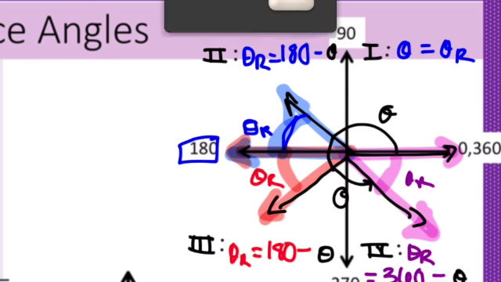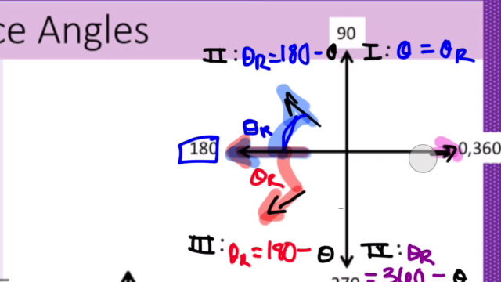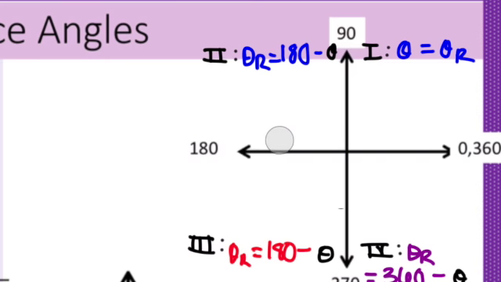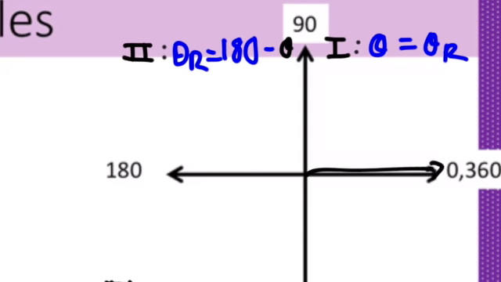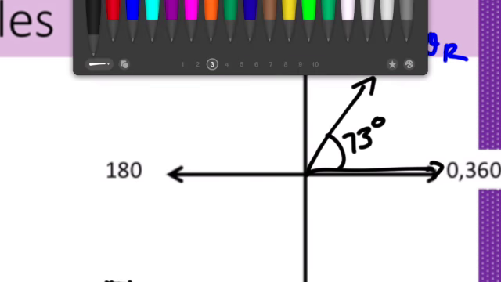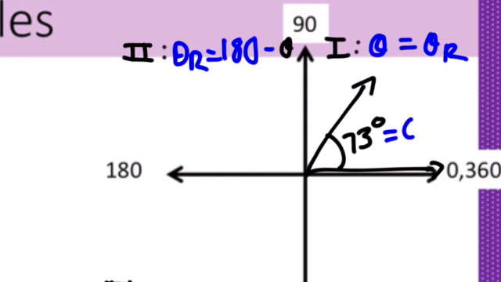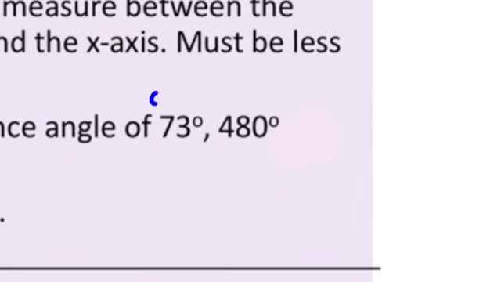Let's go ahead and look at some examples now. So let me go ahead and erase this now that we have an idea of what we're doing. I'll leave the rules up there. It says find the reference angle of 73 degrees. 73 degrees is here in the first quadrant. This is a very easy example because we know that the reference angle is equal to whatever angle we have when it's in the first quadrant. So done. Theta r equals 73 degrees.